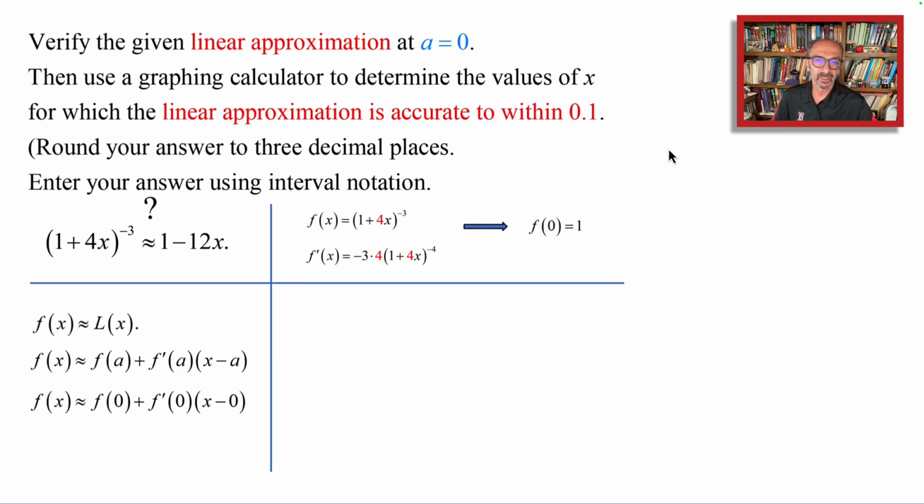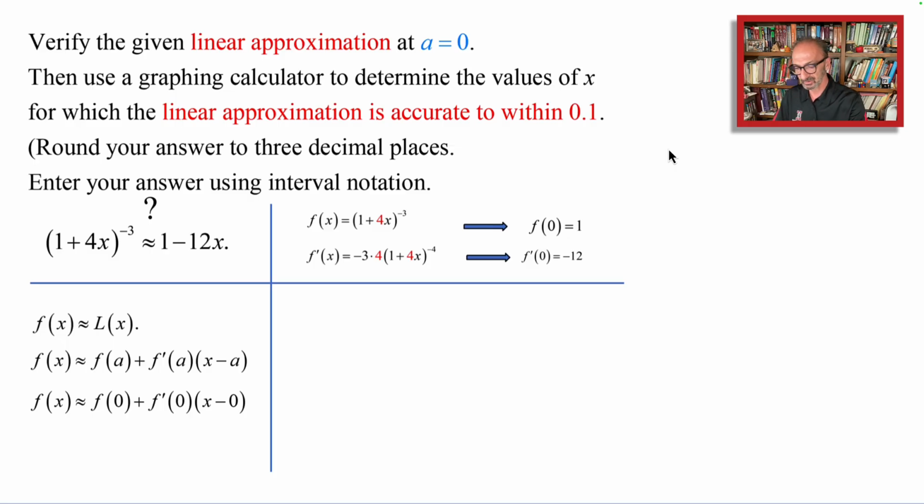Using the first line, f of x, f of 0, plug in 0 right here. I have 4 times 0, which is 0, 1 to the power -3, or 1 over 1 to the power +3 is just 1. Let's plug in 0 in the derivative. So we have f prime of 0 equals the following: negative 12. The inside part becomes 1 plus 0, which is just 1. And outside, negative 3 times 4, that's negative 12.